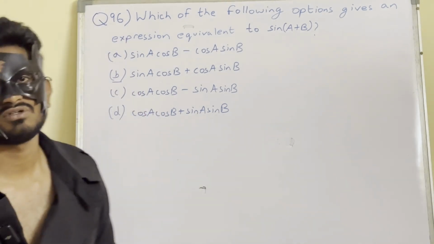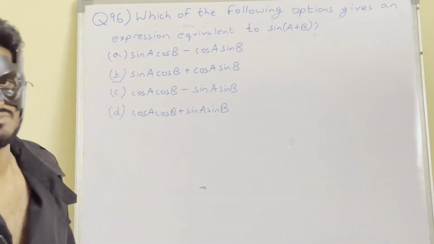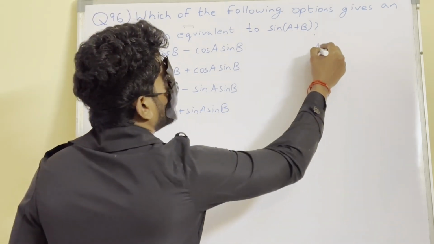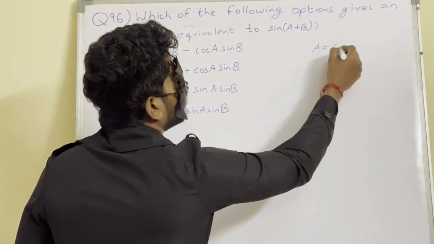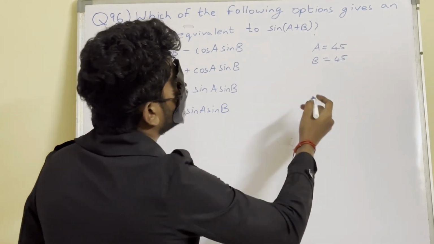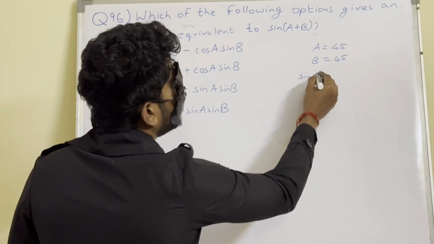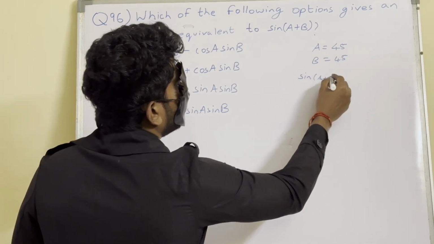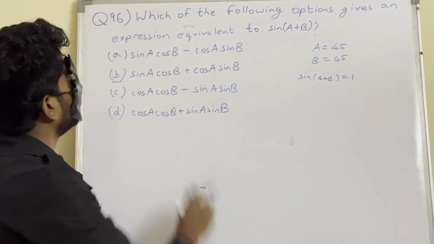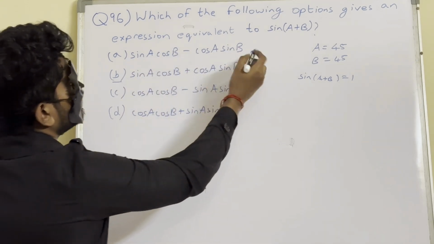So you must be able to directly mark it. But suppose in exam pressure, if you forget the formula, you can use the substitution method also. Suppose take A equal to 45 and B also equal to 45. Then sin(A+B) is nothing but sin 90, which is equal to 1. Now let's substitute here. Sin 45 is 1 by root 2, into 1 by root 2, this will be 0.